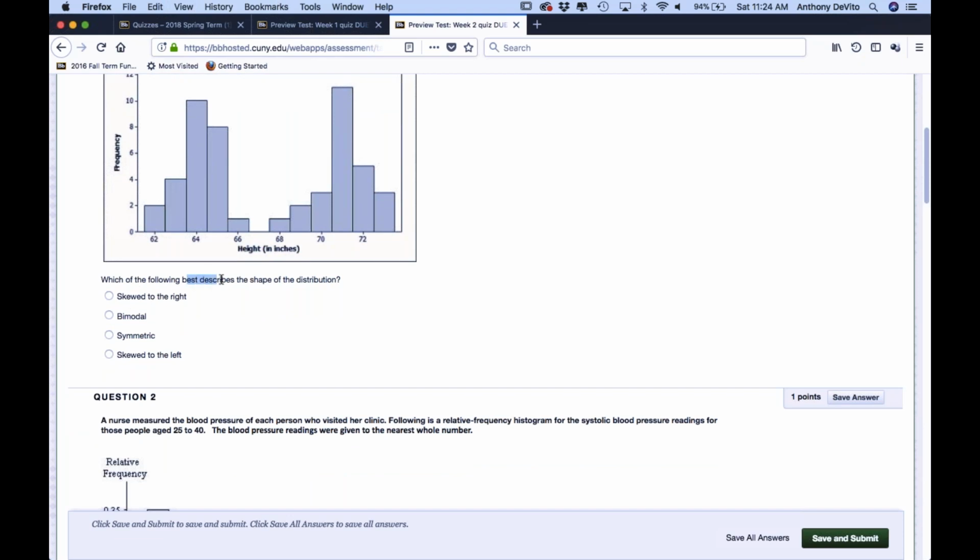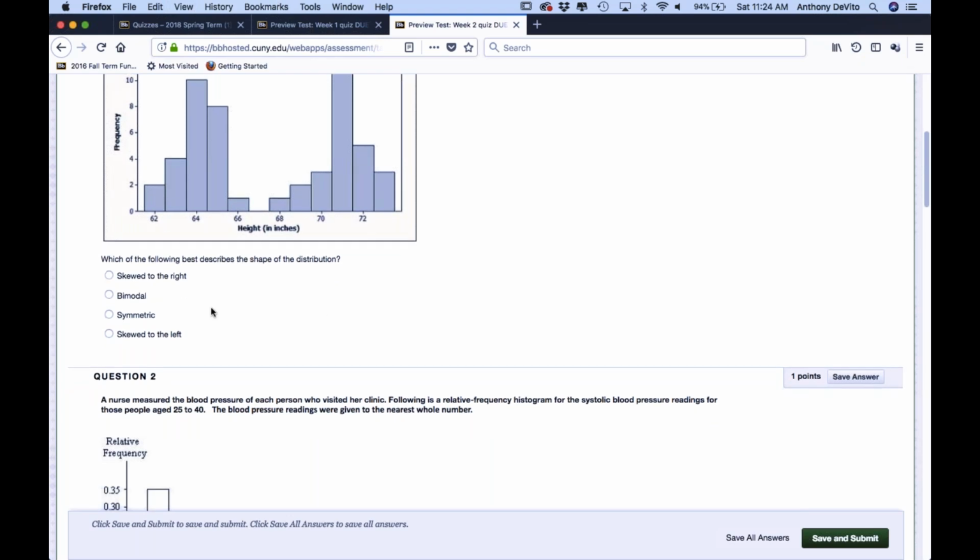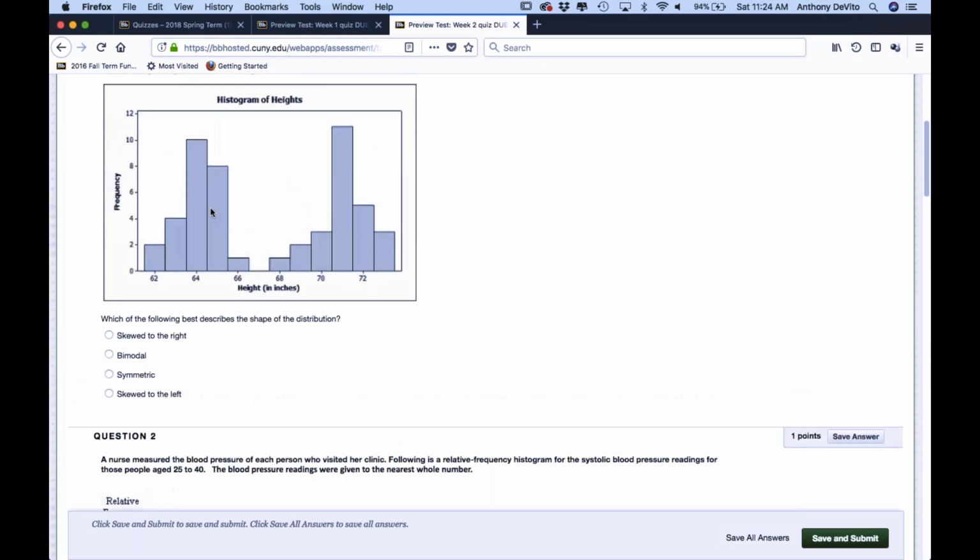What best describes the shape of this distribution? Skewed to the right? I don't know. It's got a lot of people at this end, a lot of people at this end. That's kind of tough. Bimodal? Well, look at that. This is height; the mode is the most frequent value.